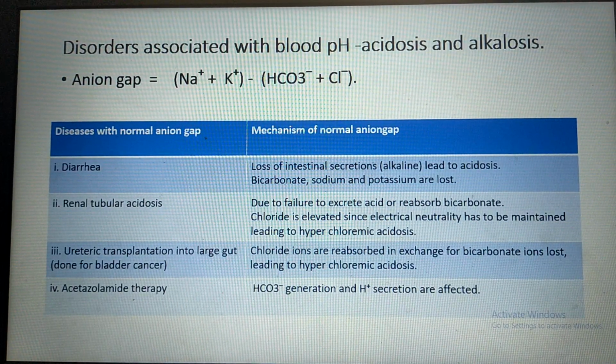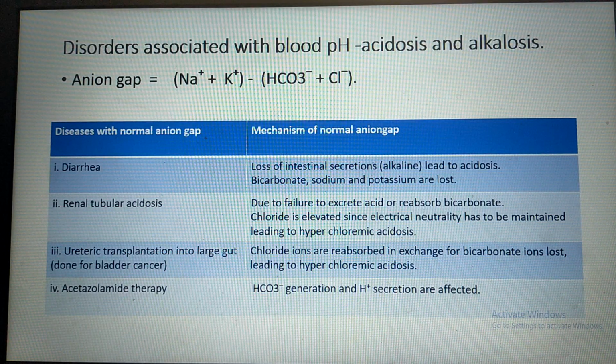Now next is diseases with normal anion gap. First case is diarrhea. In case of diarrhea, there is loss of intestinal fluid. This intestinal fluid is rich in bicarbonate ion as well as sodium and potassium ions. So equal amounts of bicarbonate and sodium plus potassium are lost. Therefore, measured cation and measured anion values decrease, but the anion gap remains normal because their decrease is equal.